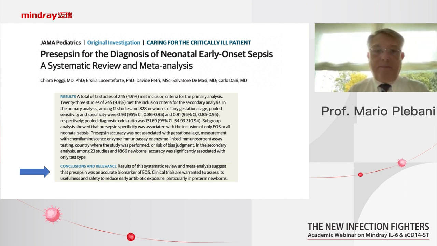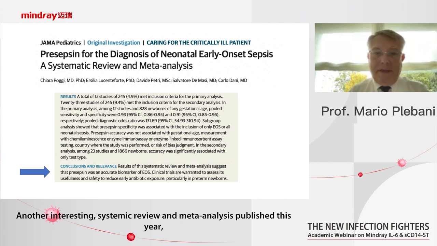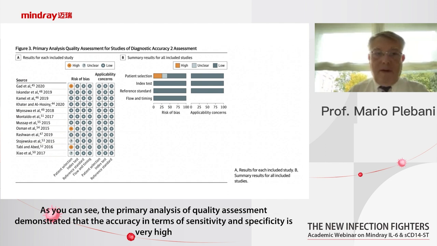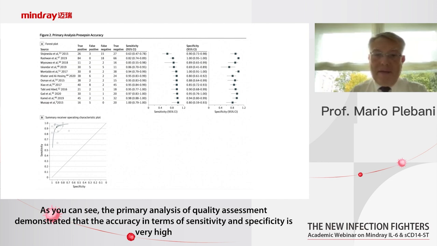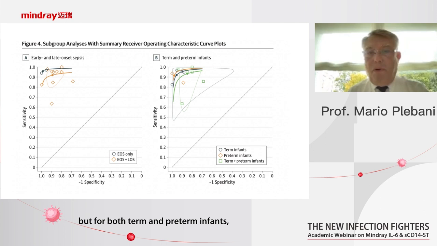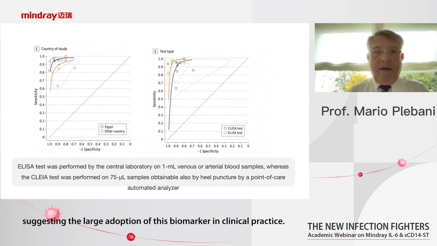Another interesting systematic review and meta-analysis published this year demonstrated that presepsin is an accurate biomarker for early diagnosis of neonatal sepsis. As you can see, the primary analysis of quality assessment demonstrated that the accuracy in terms of sensitivity and specificity is very high in most studies already published. And this is not only for early and late onset sepsis, but for both term and preterm infants, suggesting the large adoption of these biomarkers in clinical practice.